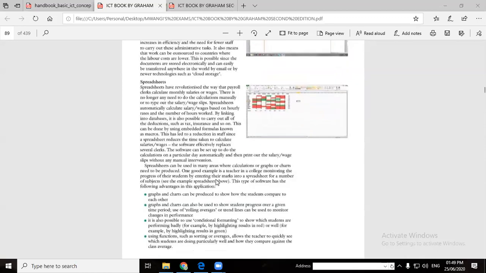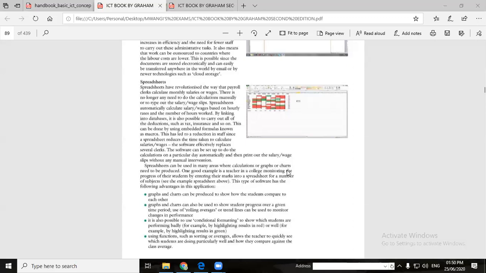Spreadsheets can be used in many areas. You can use spreadsheets in many areas where calculations or graphs or charts need to be produced. You want to give a graph, maybe the birth rate in a hospital, the death rate in a hospital, or the rate of people changing from one way of administering classes to another, the charts.